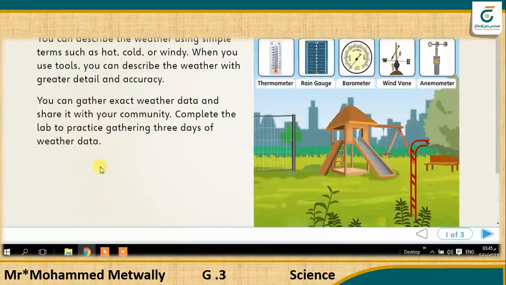You can describe the weather using simple terms such as hot, cold, or windy. When you use these tools, you can describe the weather with greater detail and accuracy, like we said. You can gather exact weather data and share it with your community. Complete the label to practice gathering 3 days of the weather data.